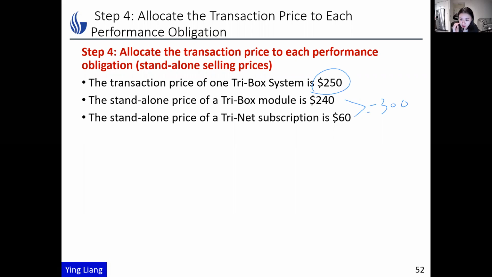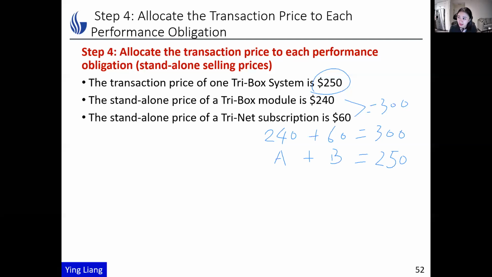So basically, we need to allocate this $250 into a module and into a subscription. We cannot say, I allocate $240 for the module and then the rest, 10, is for the subscription. Well, that seems too unreasonable or too random. But how should we do it? Now, first recall, we have in total $240 plus $60 equals $300. Now I'm asking, what is A and what is B that can give me $250, right? That sounds like a ratio question, isn't it?